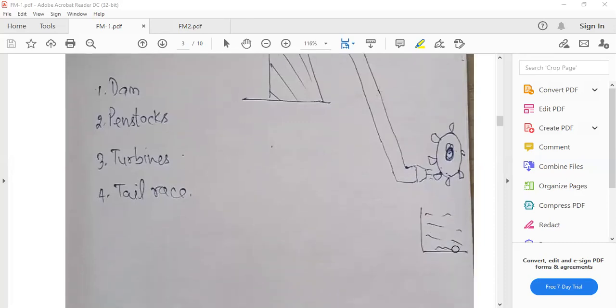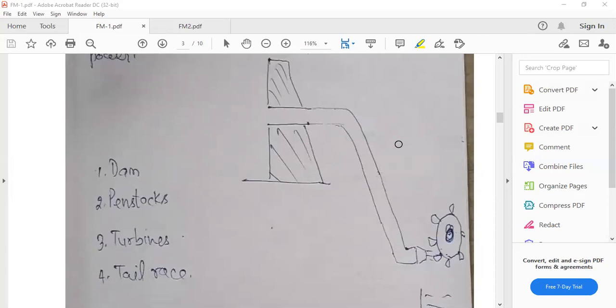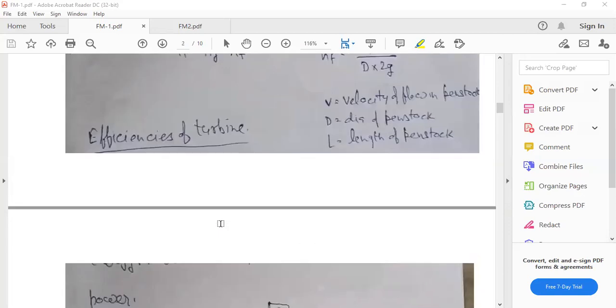And now at last we have the tail race, which is a sump in which water after working on the turbine is collected. This is a type of channel. इसको बोलते हैं नाली. That type of channel is known as tail race. Okay, so this is the general layout of a hydroelectric power plant, and these are the main constituents of hydroelectric power plant: dam, penstocks, turbines, and tail race.